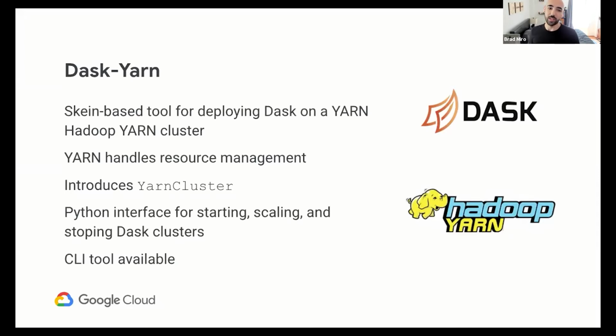It introduces this object called the Yarn cluster object, which lets you interact with the cluster instead of using something like a local cluster or a CUDA cluster. This functionality is maintained in different ways, but the way that you would interact with the Yarn cluster is using this. Dask Yarn itself contains a Python interface for starting, scaling, and stopping Dask clusters, and it also has a CLI tool that is available to it.